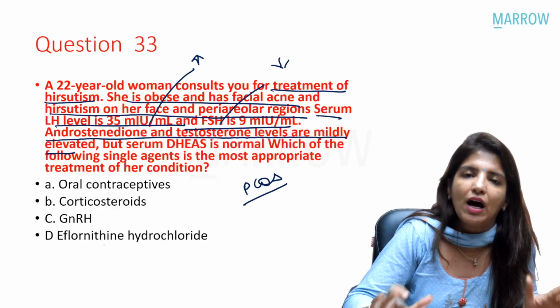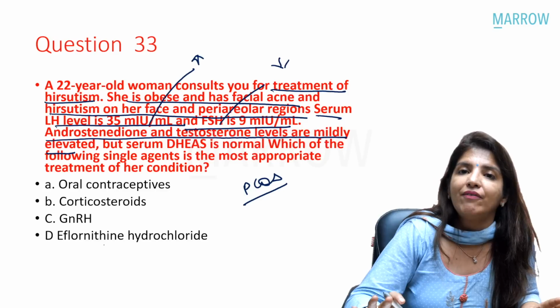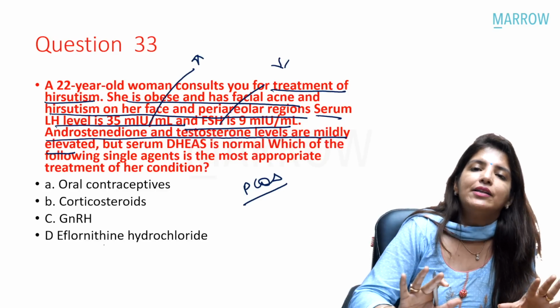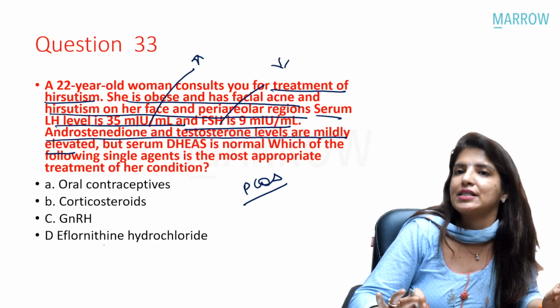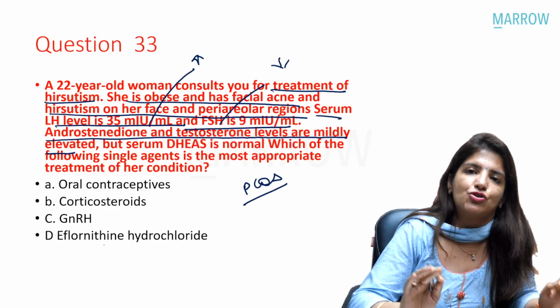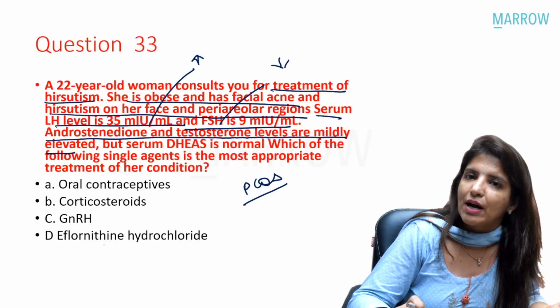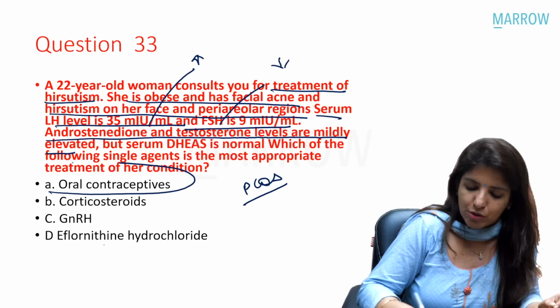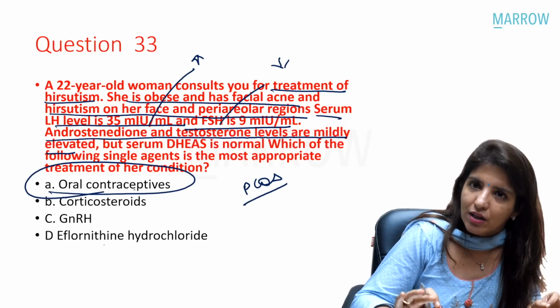But here they have not asked us the diagnosis, and we are not going to diagnose it over here. Here they have simply asked us that a patient has come to you with hirsutism. What is the drug of choice? Now, whenever a patient comes to you with hirsutism, the drug of choice is oral contraceptive pills. Please remember that. Very, very important.